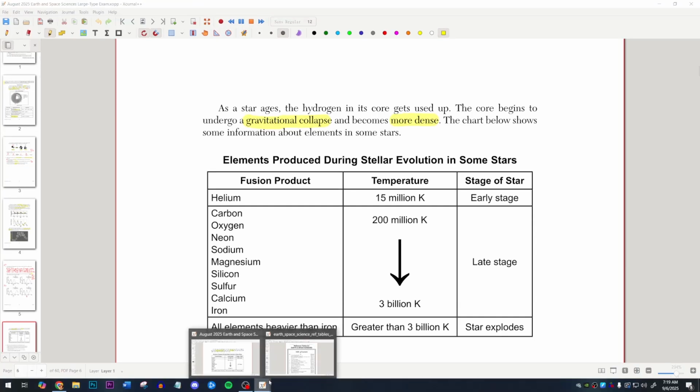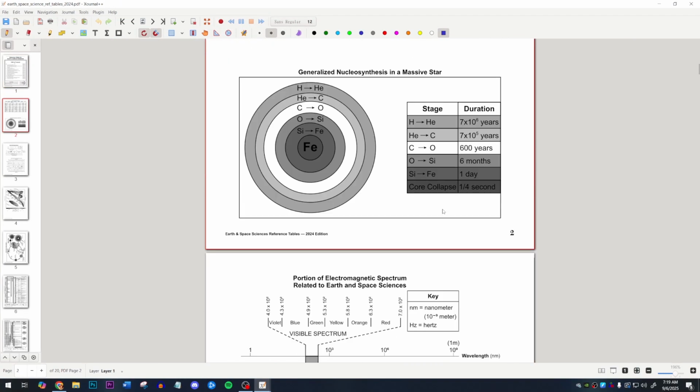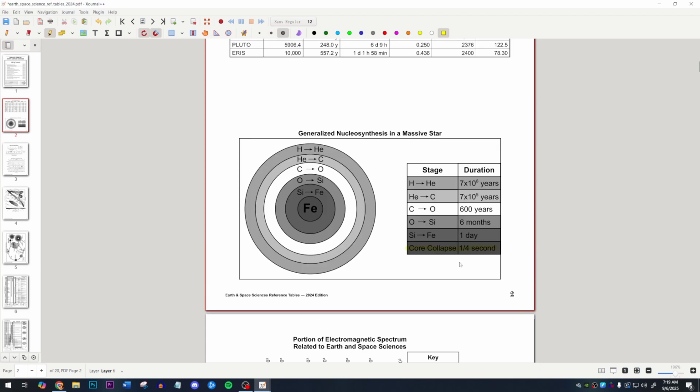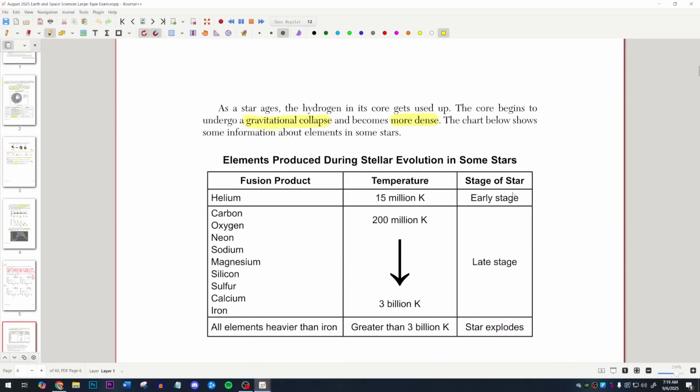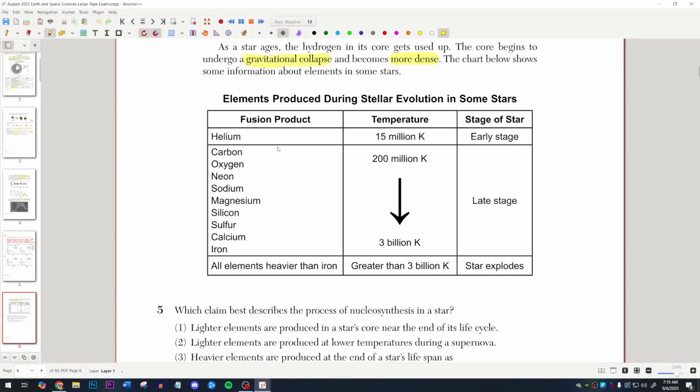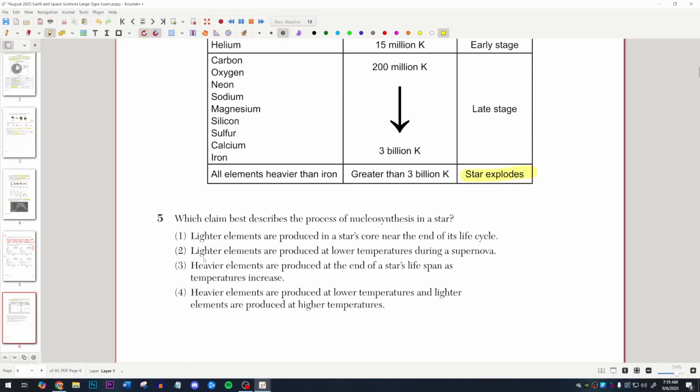Now remember, in the reference table, when you think of core collapse, you want to sort of think about this, right? This is the nucleosynthesis in a massive star diagram. So this might be helpful. We'll see, but your brain should sort of trigger that if you know the reference table well enough. Okay, so we've got elements produced during stellar evolution in some stars. You can see it gives temperature, what was produced, all elements heavier than iron are going to be made when a star explodes. Which claim best describes the process of nucleosynthesis in a star?